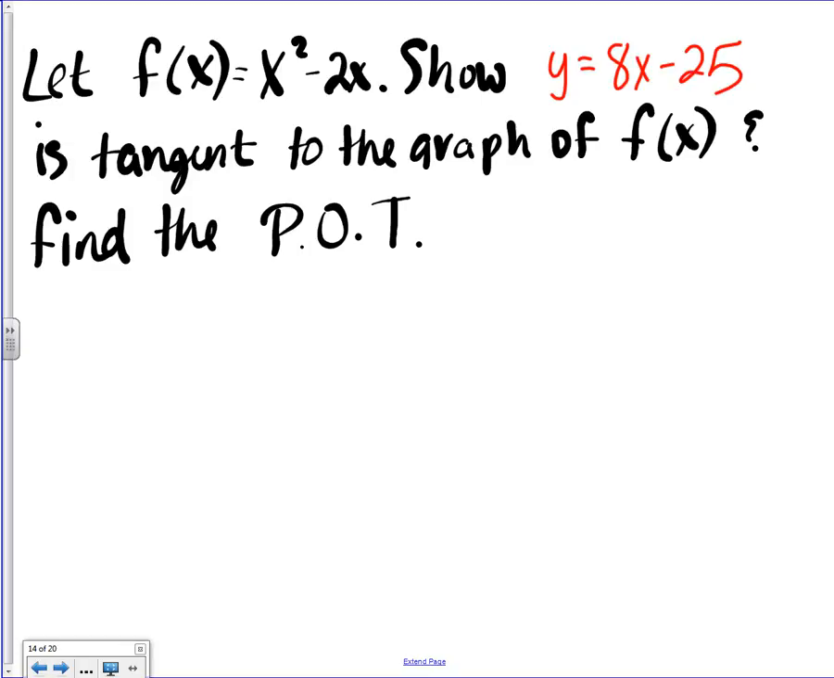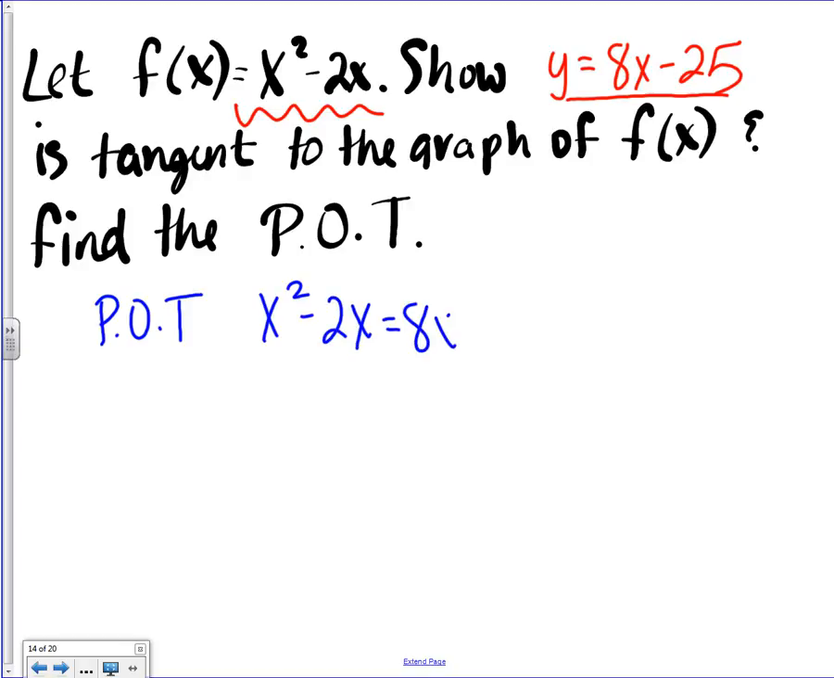So I have your function here, it's a parabola. Show that this linear function is tangent to the graph and figure out the point where it is tangent. Well, the point of tangency is just where the two things intersect. So if I'm trying to find where the two things intersect, I just got to set them equal. So I'm trying to find the point of tangency here, and we'll set them equal, and it looks like that.